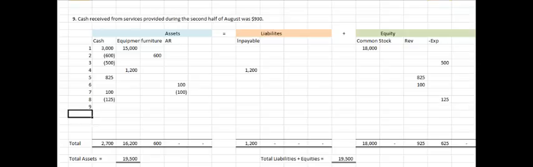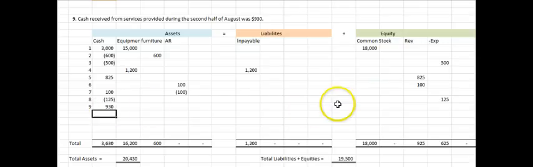Transaction 9. Cash received from services provided during the second half of August was 930. So we know that cash is affected because we received $930 of cash. For what? For services provided during the second half of August. When we provide services, we call it revenues. So revenues and cash is what's going to be affected. What happened to cash? Cash increased by $930.